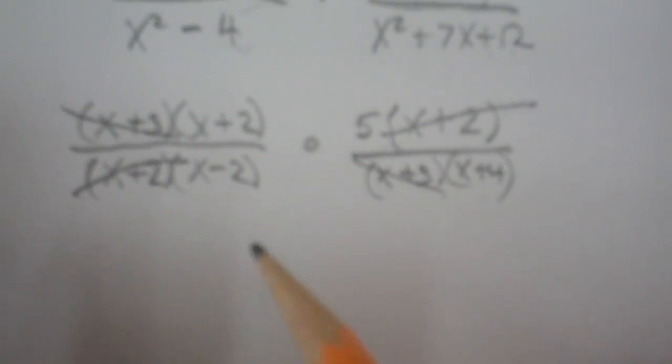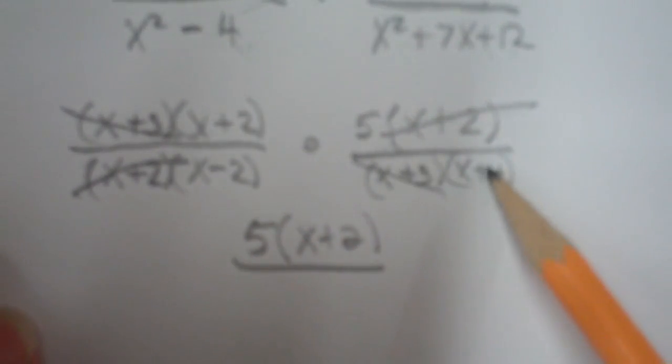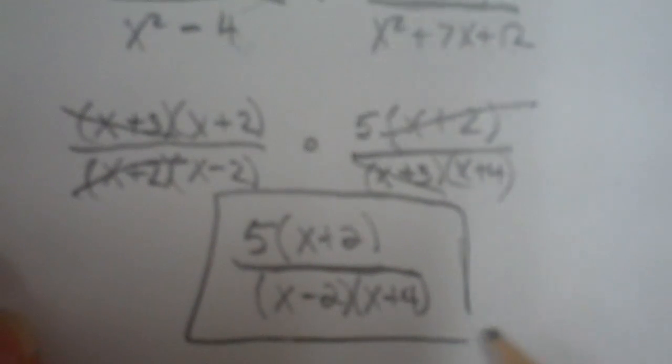Let's bring together what's left on top. What was left on top was our 5 times the quantity x plus 2, over what was left on the bottom. On the bottom, it looks like we have the quantity x minus 2 times the quantity x plus 4. This can't be simplified anymore, and so this is the final answer.